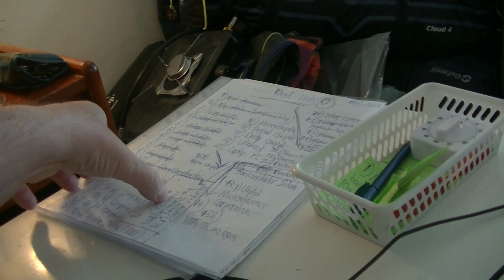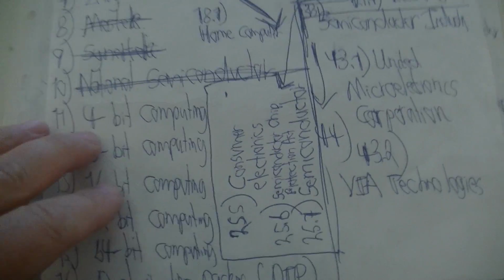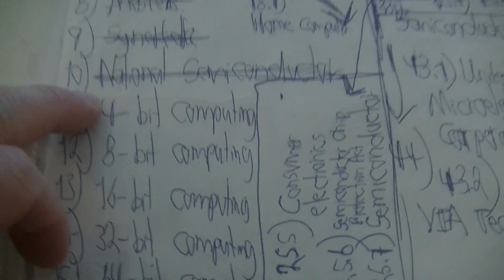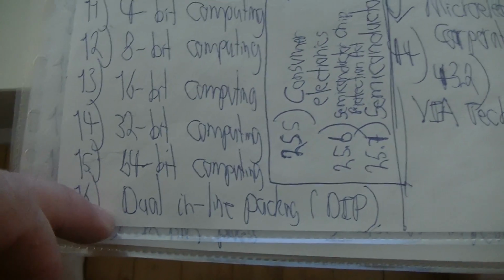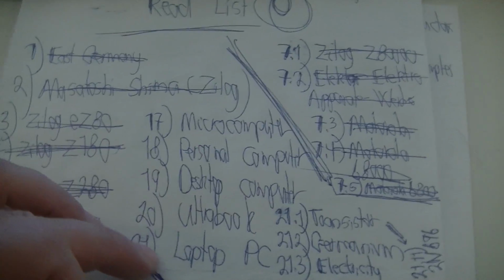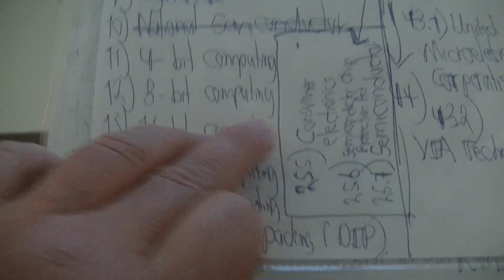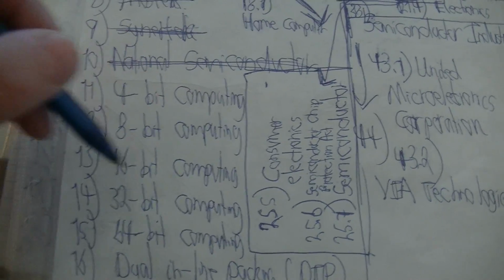I like to continue my project to read about all these computers, CPUs. I just made a video about my read list, so I will not do it again, but I'll just get started again. I'll do the 4-bit computing, 8-bit, 16, 32-bit, 64, and every time I'm finished I will mark it with a pen like I did before.